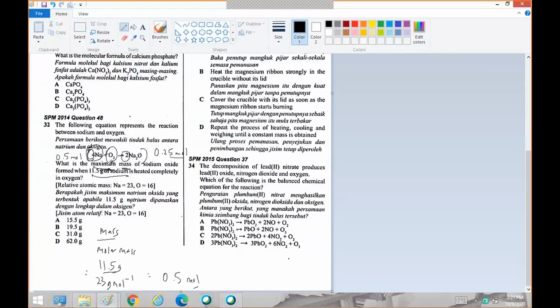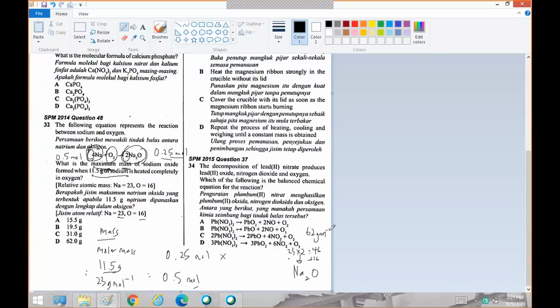No matter how well you set up the experiment, things don't go perfectly sometimes. But anyway, the maximum mass you could get will be 0.25 mole multiplied by the molar mass. So the molar mass of sodium oxide, Na2O: sodium is 23, so 23 times 2 is 46. And oxygen, there's only 1 here, so just add 16. And you get 62 grams per mole.